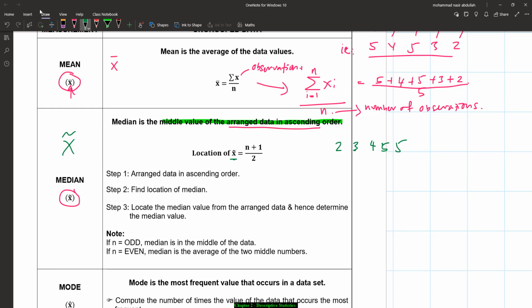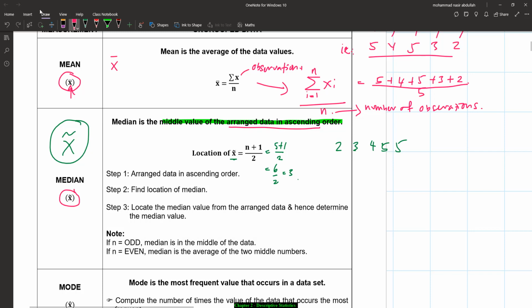Before we go further, the symbol for median is x tilde, X with the tilde. So this is the symbol for median. Now we need to find the location of the median. The location of median is n plus 1 divided by 2. So 5 plus 1 divided by 2, which is 6 over 2, equal to 3.